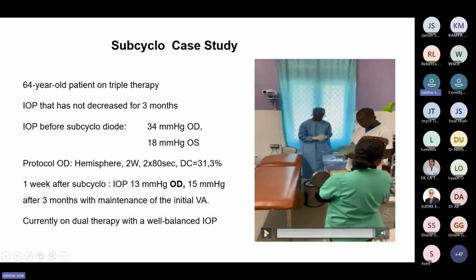So after performing the Subcyclo, 1 week after, the IOP had decreased to 13 millimeters of mercury. You see that in 1 week, we passed from 34 millimeters of mercury to 13 in the right eye. And after 3 months, it was 15 millimeters of mercury with conservation of the initial visual acuity. Currently, the patient is on dual therapy with a well-balanced IOP.